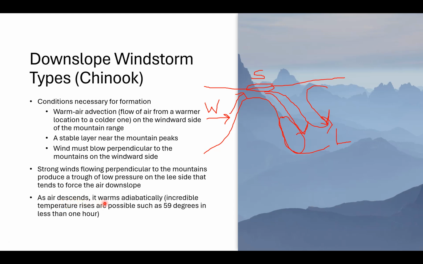And as the air descends, just a reminder, it's going to warm adiabatically. Please refer back to my past video in the training series where I talk about adiabatic cooling and adiabatic warming. Because of this accelerated warm, dry wind going downslope, you can get some crazy temperature rises. They could be as much as 59 degrees Fahrenheit in less than 1 hour. Just impressive stuff.